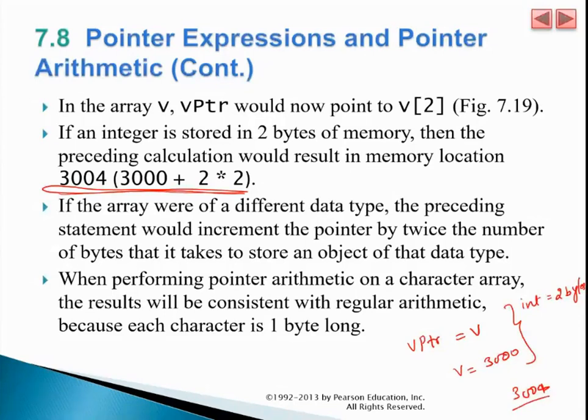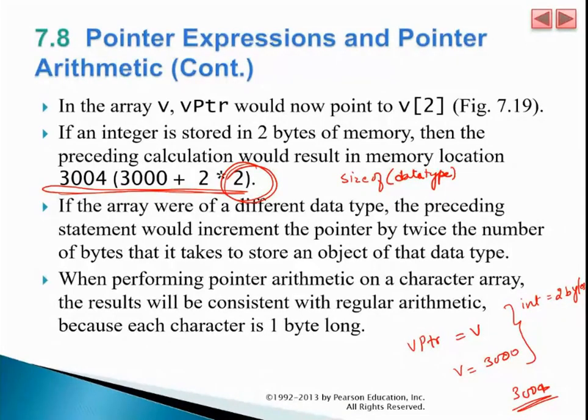Not 3008. So this is a machine dependent operation, because the size of the data type varies from machine to machine. And increment and decrement depends on this particular thing.